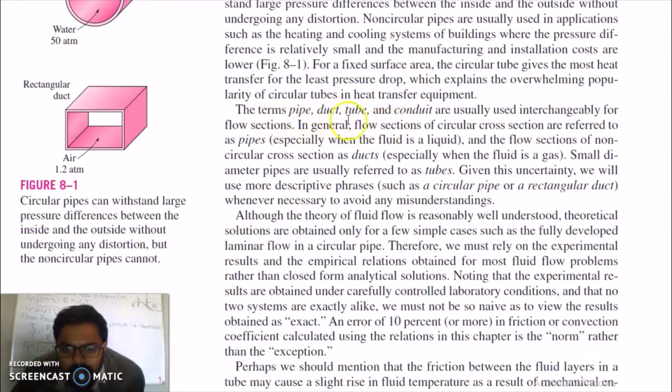The terms pipe, duct, tube and conduit are usually used interchangeably for flow sections. In general, flow sections of circular cross section are referred to as pipes and flow sections of non-circular cross section are called ducts. Small diameter pipes are usually referred to as tubes.